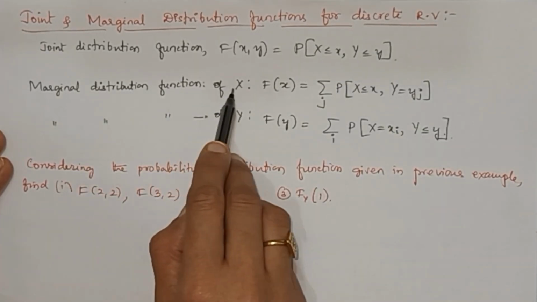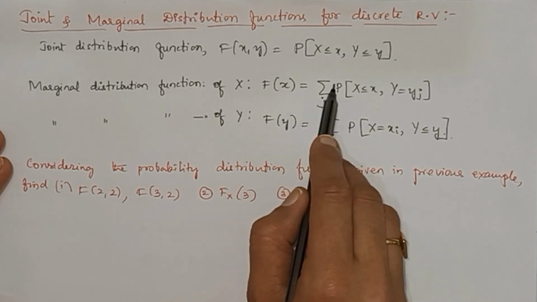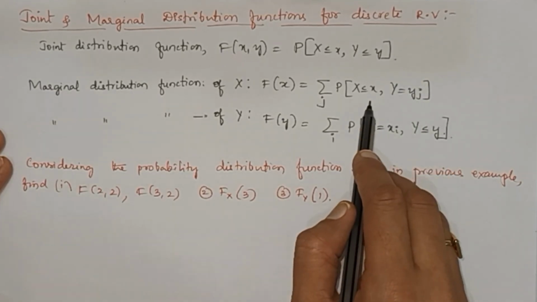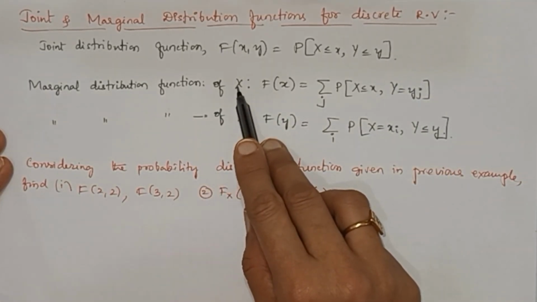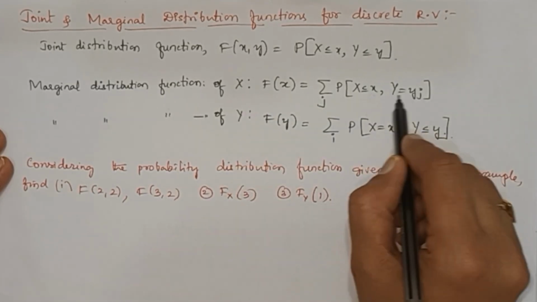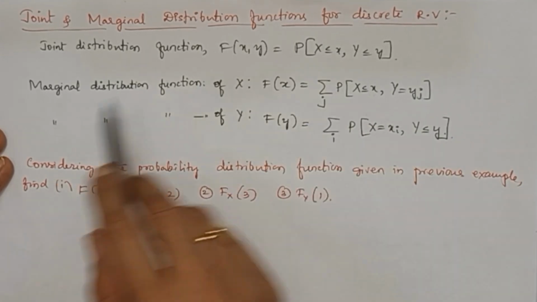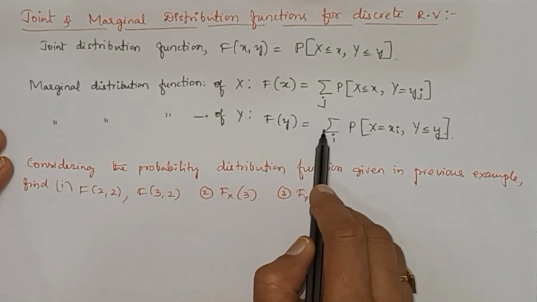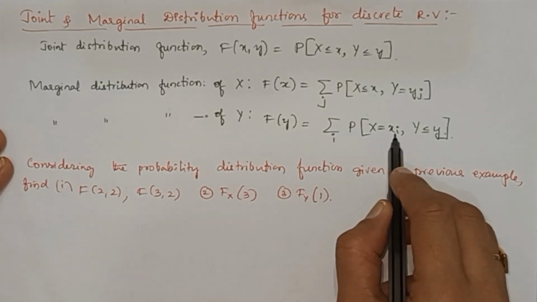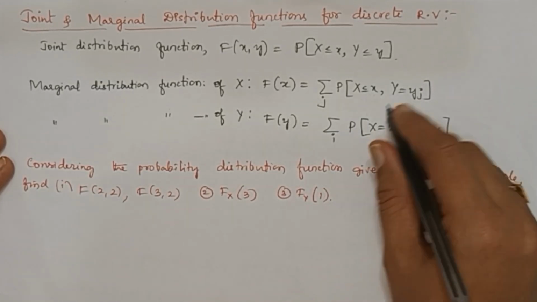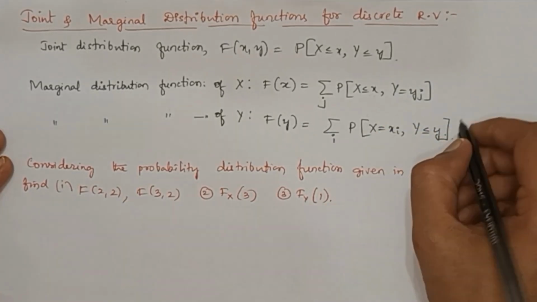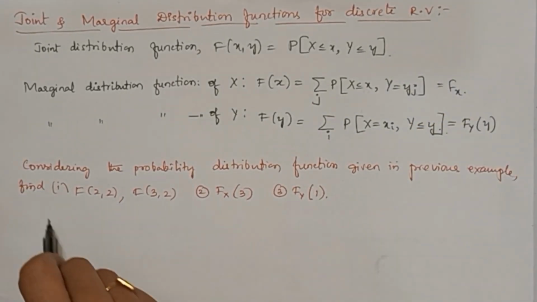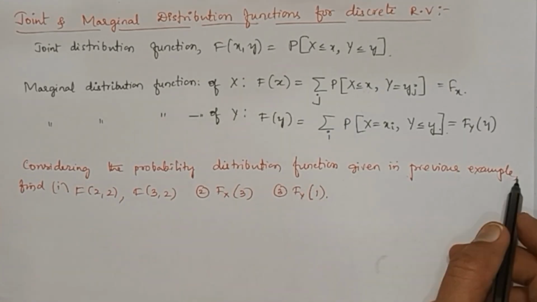Marginal distribution function of x is capital F of x, which is equal to summation over j probability of x less than or equal to x comma y equal to yj. While finding the marginal distribution function for this one variable x, this remains fixed. You have to take the sum over columns, that's why summation over j. When you are finding the marginal distribution function of y, it is denoted as f of y, which is equal to summation over i p of x equal to xi comma y less than or equal to y. This is how to denote it. I will explain this with the example. It is also denoted as fy of y, and here also fx.